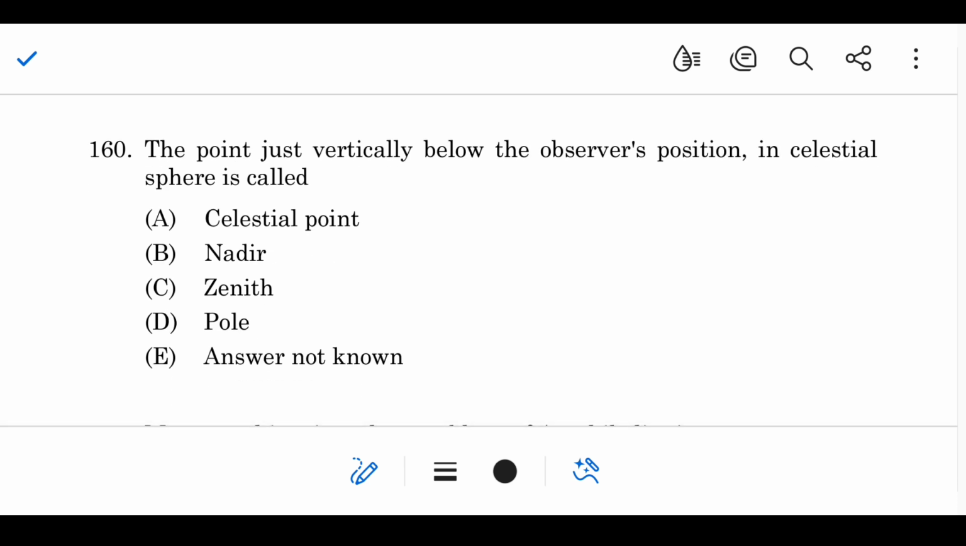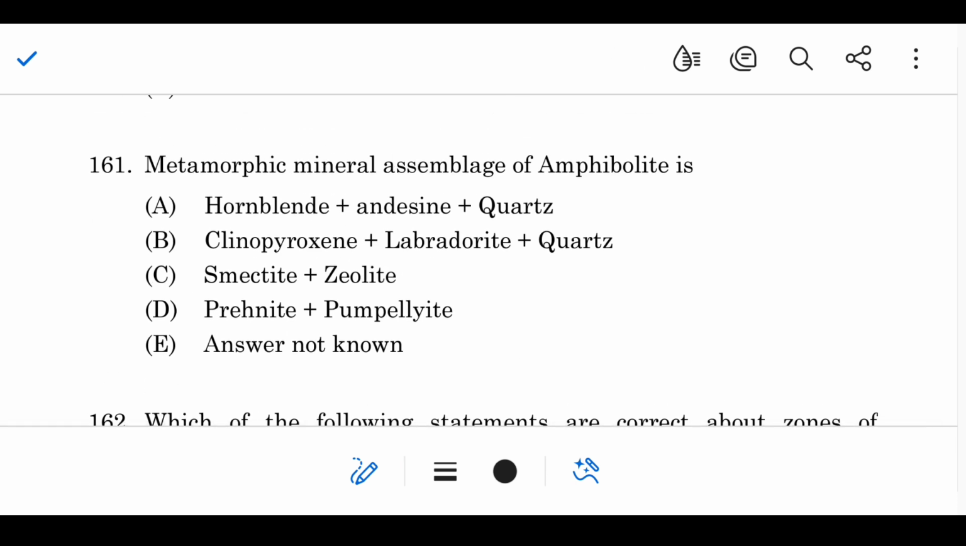The point just vertically below the observer position on the celestial sphere is called zenith. Metamorphic mineral assemblage: amphibolite. Yes, okay, amphibolite usually contains hornblende. No other option, so option 1 is correct. Hornblende plus andesine plus quartz is amphibolite.